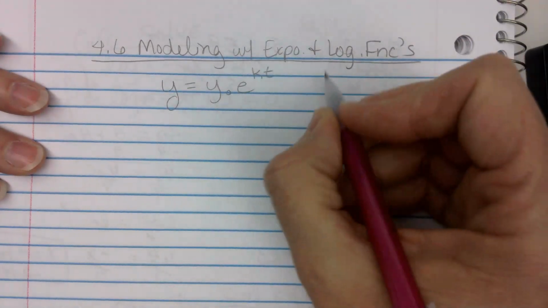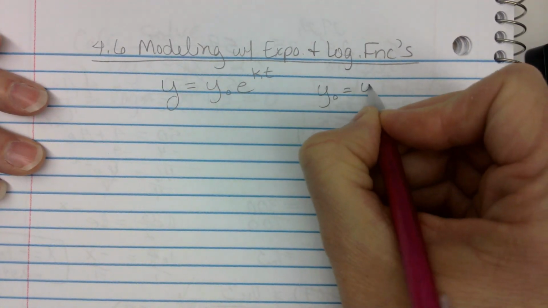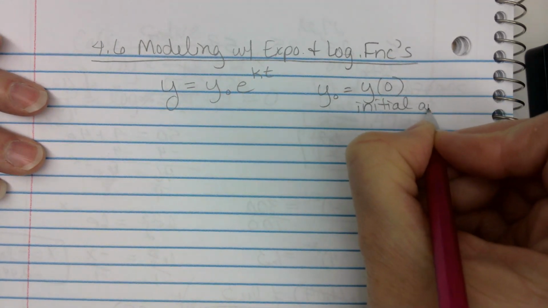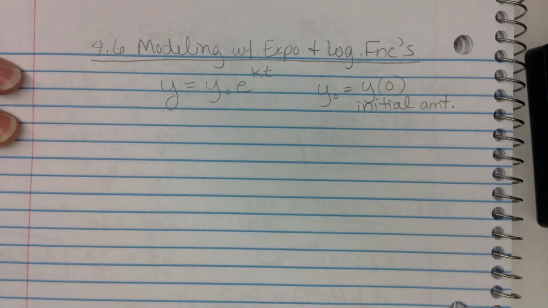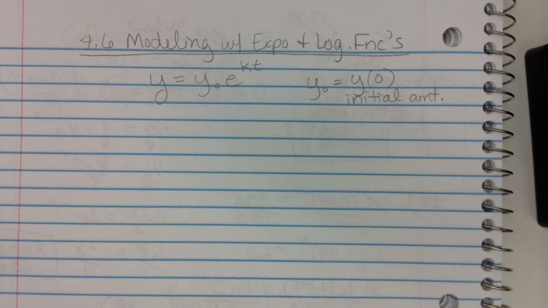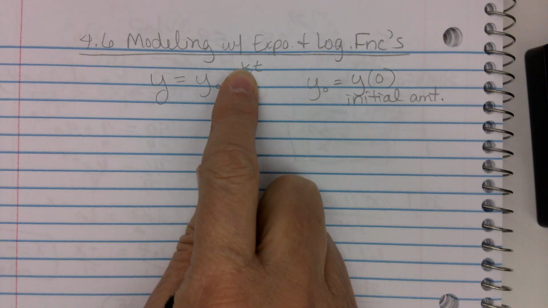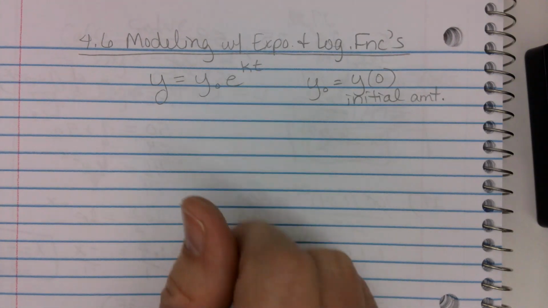Y naught means y of 0, or the initial amount. If the directions say a population grows exponentially, or a radioactive isotope decays exponentially, we can use this exact same thing. If something is growing, then the k will be positive. If something is decaying, then what do you think the k will be? Negative.